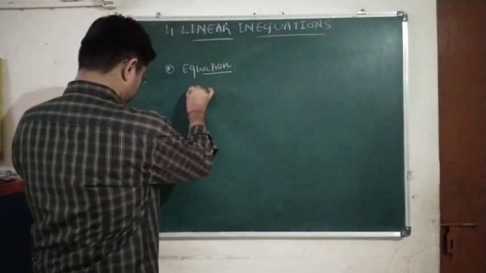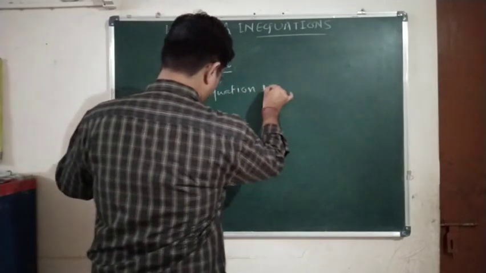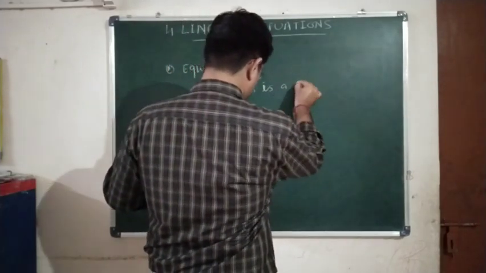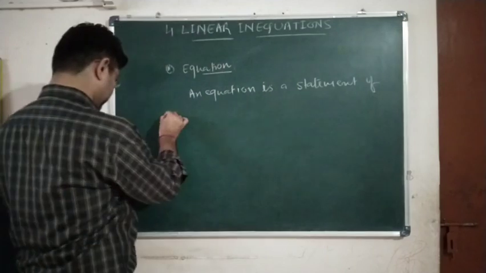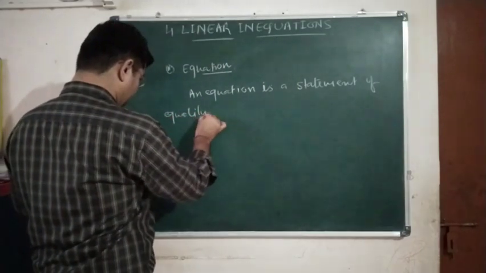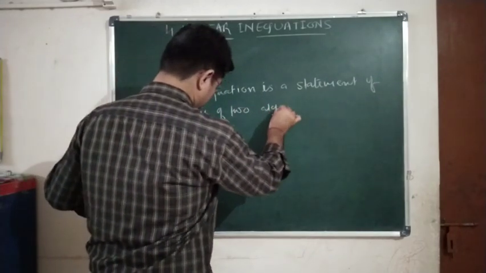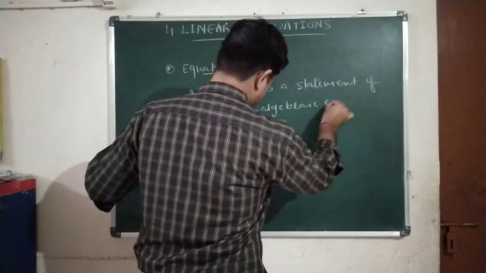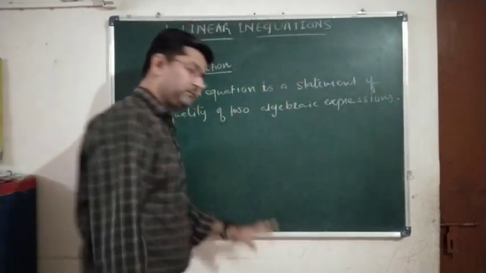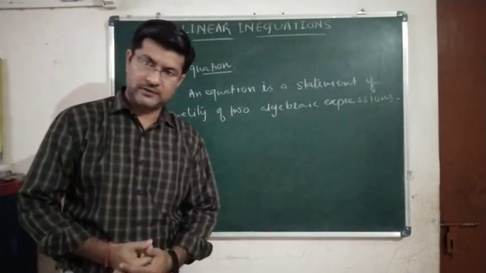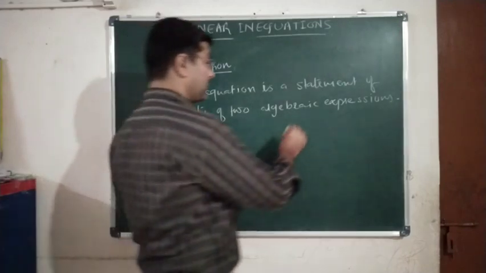An equation is a statement of equality of two algebraic expressions. Yes or no? This definition is known to us. We have been studying it from class 6 onwards. So an equation is a statement of equality of two algebraic expressions.